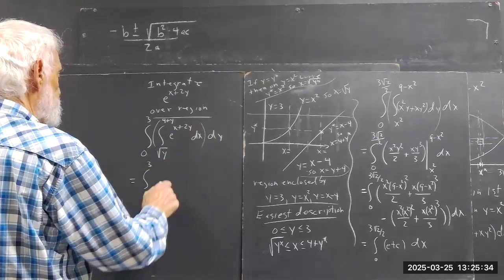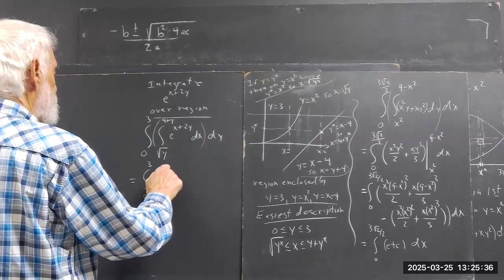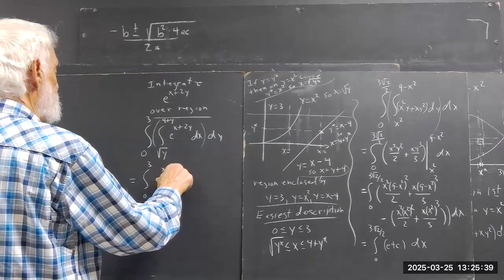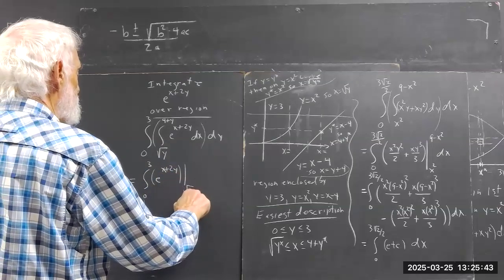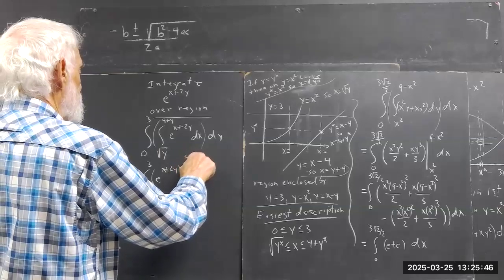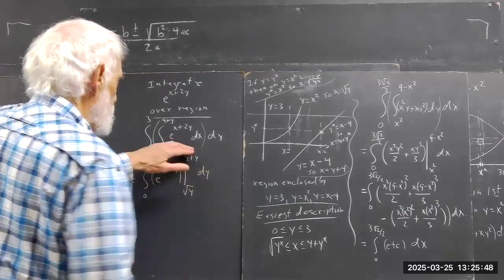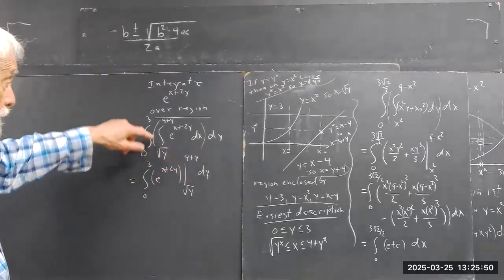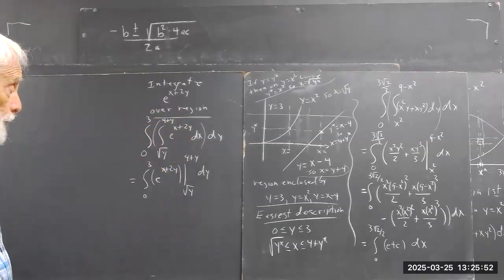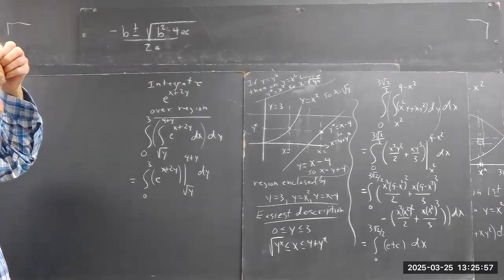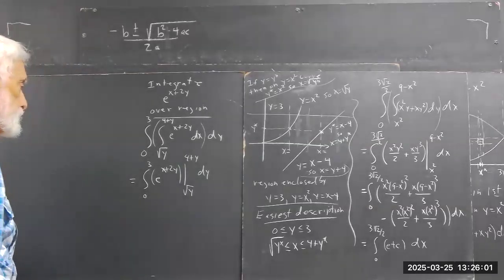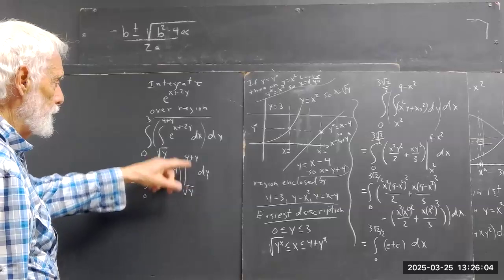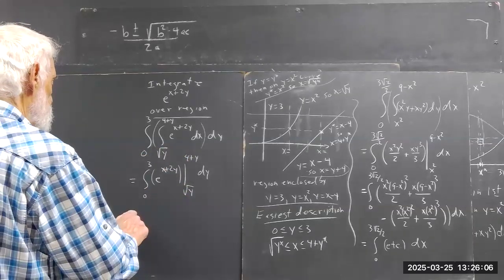This is with respect to x. So the integral of e to the x plus 2y with respect to x is just e to the x plus 2y, and we evaluate that between square root of y and 4 plus y.